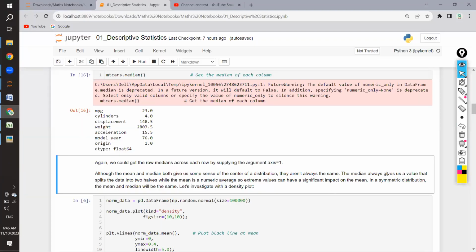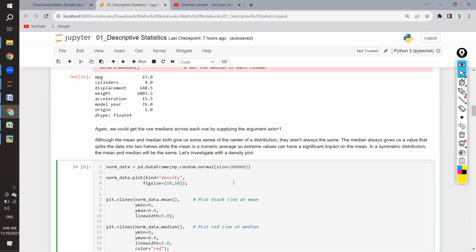So the median will always give us a value that splits the data into two halves, while the mean is a numeric average. This line is important. The extreme values, that means outliers or very large values when compared to the remaining values in the given data set, can have a significant impact on the mean. In a symmetric distribution, the mean and median will be the same. We are going to see this line in very detail, but let's see some examples about the mean and median.